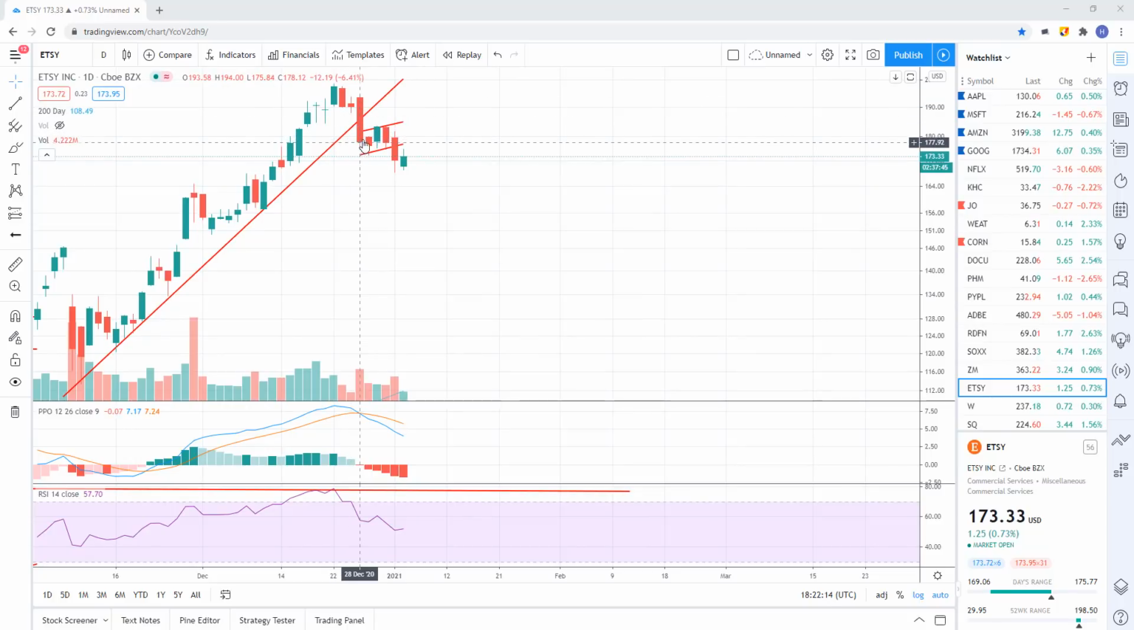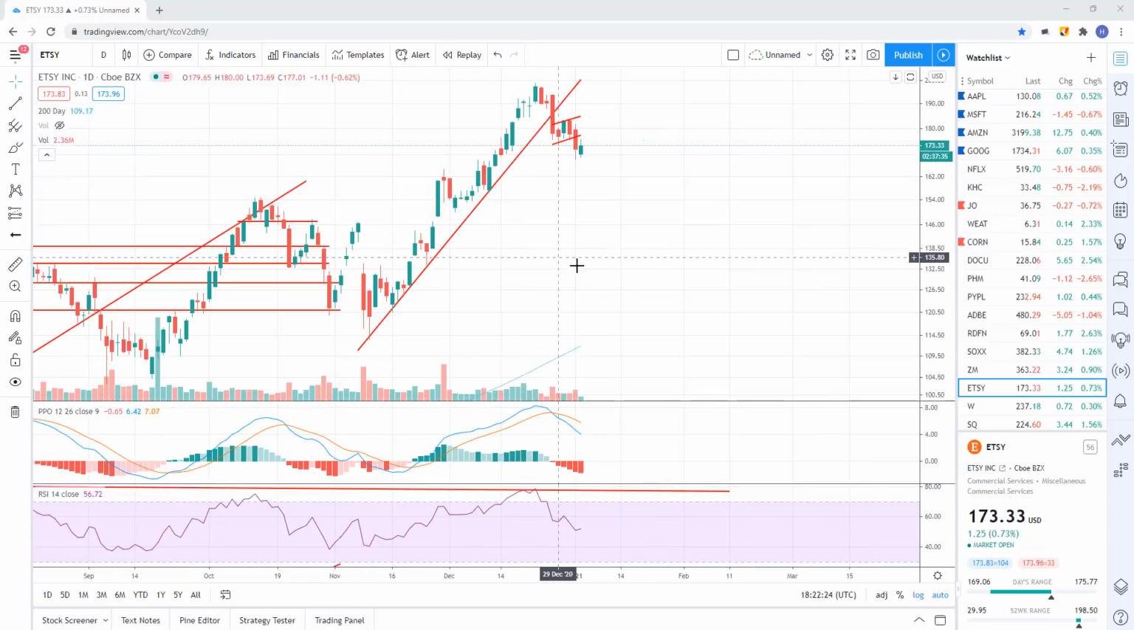Nice solid breakdown, a little bit of a kickback rally, and continued selling. So to me, this looks like we're going to continue down. Obviously, we can go sideways for a little while, but it still looks like we're going to continue our way down.